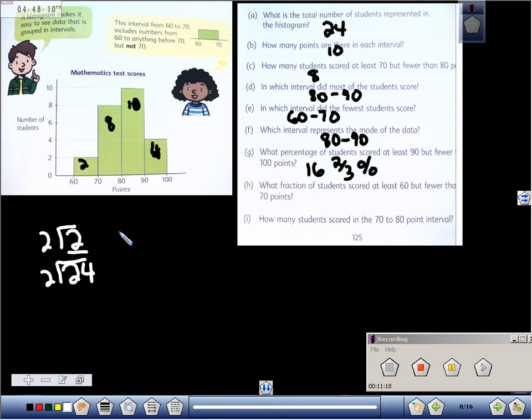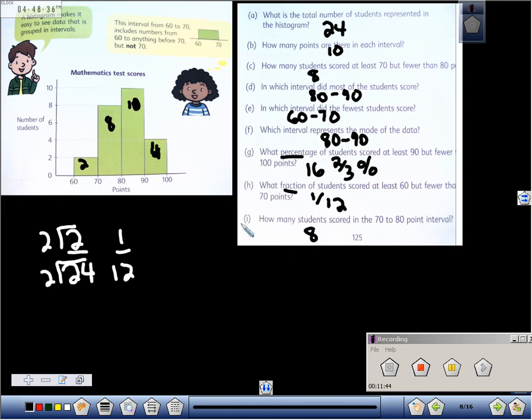2 goes into 2 1 time. 2 goes into 24 12 times. So my answer right here is 1/12, because it says what fraction. Notice that percent, fraction, and I did my answers right. How many students scored in the 70 to 80 point interval? We got 70 to the 80 point interval, and look at how easy that is. That's 8.